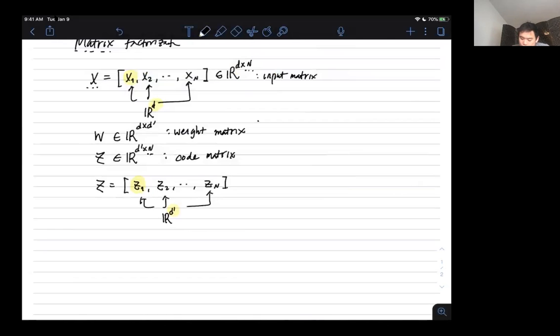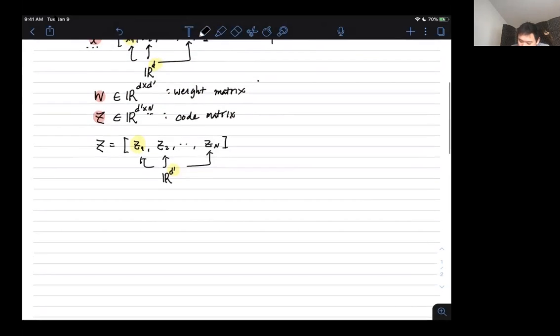So given these three matrices, what are they? The first one is the input matrix, the second one is a weight matrix, and the third one is a code matrix. Matrix factorization corresponds to a problem where we want to factor X into two matrices, or into the product of two matrices that are W and Z.